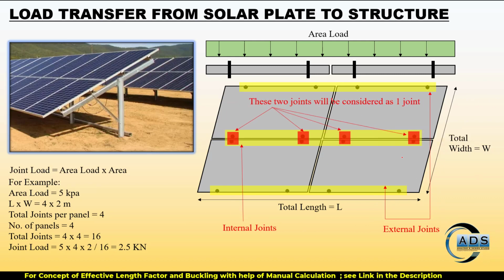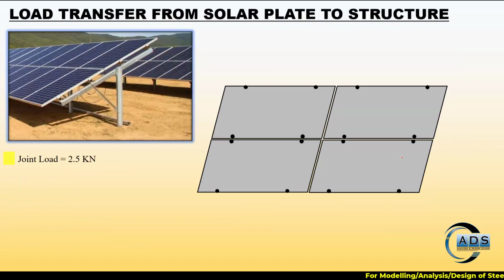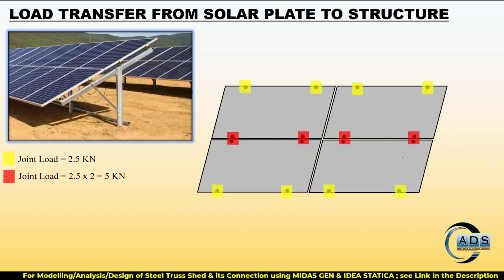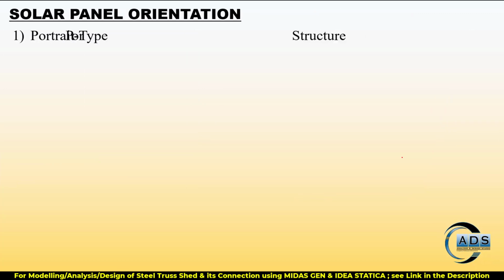So these are the external joints and these are the internal joints. These two internal joints will be considered as one because they are very close to each other. So it is recommended not to apply the loads so closely. Just combine them and treat them as a single joint. The joint load 2.5 is highlighted with yellow color for these joints, and twice that joint load is for these joints, right?